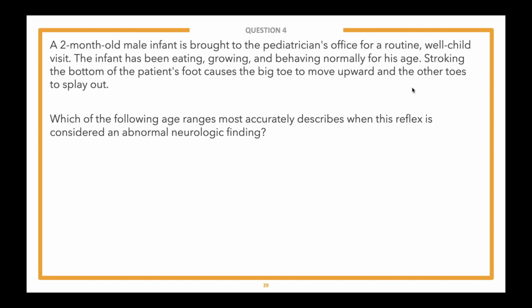All right, I see the responses coming in. Let's go ahead and read that vignette. A 2-month-old male infant is brought to the pediatrician's office for a routine well-child visit. The infant has been eating, growing, and behaving normally for his age. Stroking the bottom of the patient's foot causes a big toe to move upward and the other toes to splay out. Which of the following age ranges most accurately describes when this reflex is considered an abnormal neurologic finding?